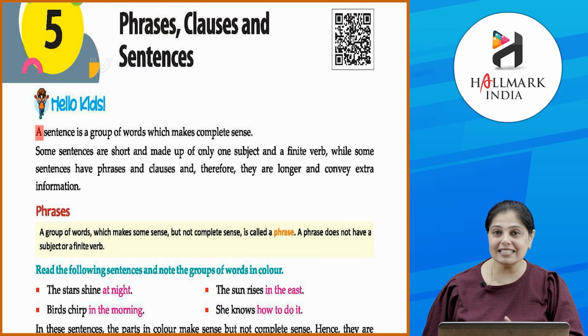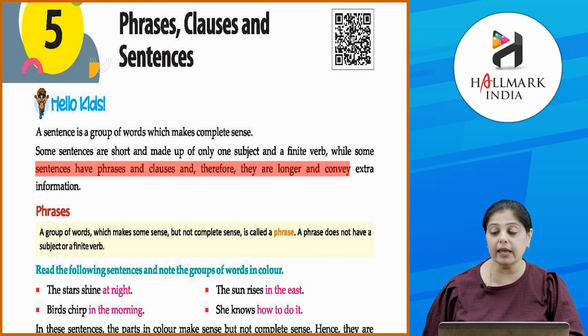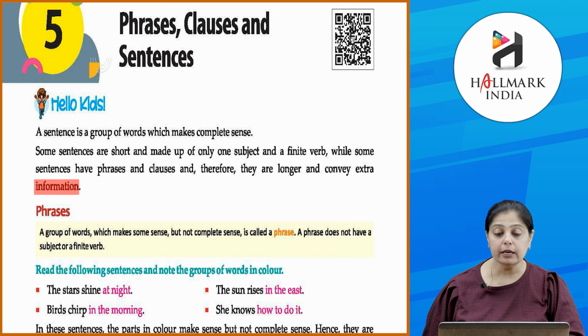So hello kids, a sentence is a group of words which makes complete sense. Some sentences are short and made up of only one subject and a finite verb, while some sentences have phrases and clauses and therefore they are longer and convey extra information. So sentences कैसे होते हैं? अलग अलग टाइप के sentences होते हैं. कोई छोटे sentences होते हैं जिसमें एक ही verb है, एक ही subject है, और कोई sentences ऐसे होते हैं जो काफ़ी बड़े होते हैं, वो phrases होते हैं और जिसमें clauses भी होते हैं. So let's see what are phrases first.